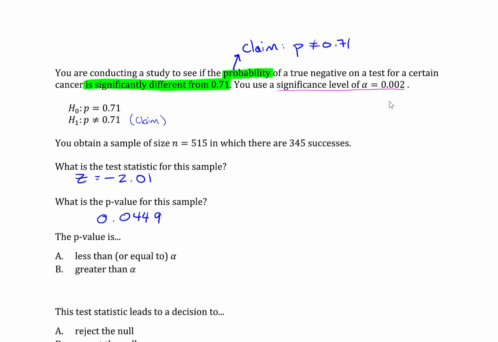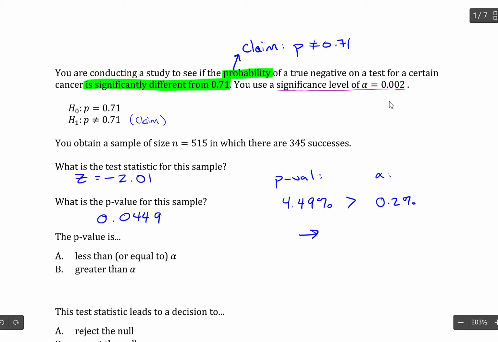Now is the p-value less than or equal to alpha, or greater than alpha? So let's see here. I have my p-value and I have alpha. I'm going to change these into decimals because that eliminates some leading zeros and makes it a little easier to compare. So 4.49% compared to 0.2%. Well, certainly 4.49 is larger. And the rule is, if p is low, the null must go. In this case, the p-value is large, so we fail to reject the null hypothesis.